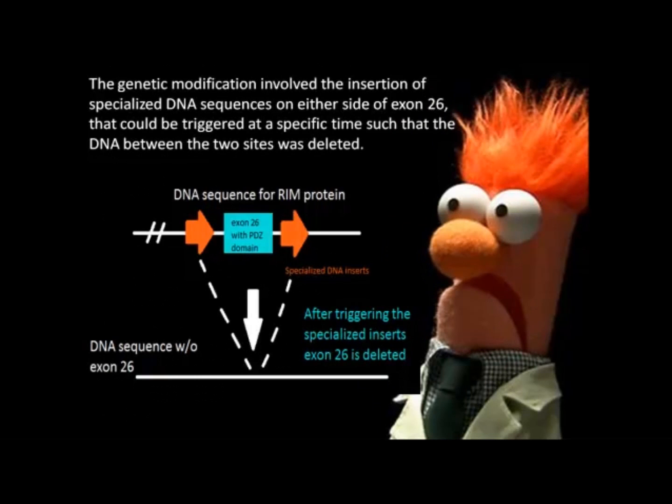The genetic modification involved the insertion of specialized DNA sequences on either side of exon 26. These could be triggered at a specific time so that the DNA between the two sites was removed or deleted. So in our diagram here, we see the specialized DNA inserts in red and exon 26. Exon 26 is the first exon shared by all RIM isoforms. Therefore, it was chosen to be the functionally essential domain, which it did turn out to be.